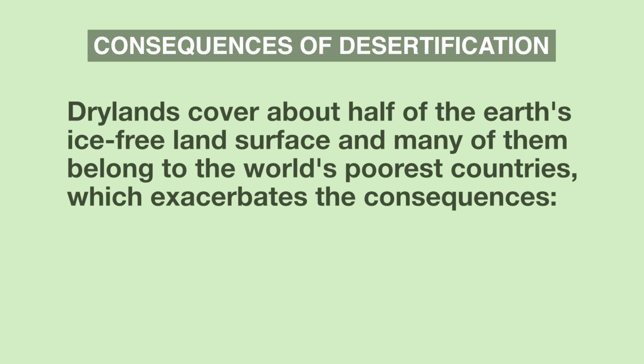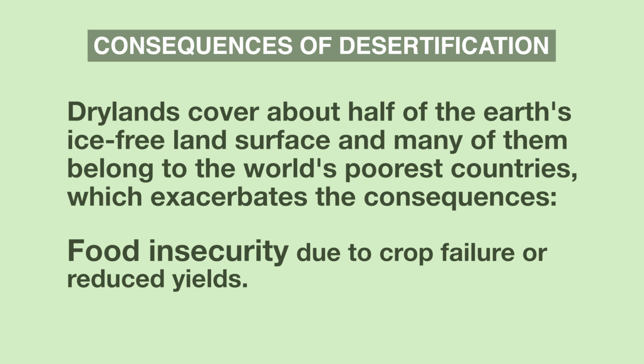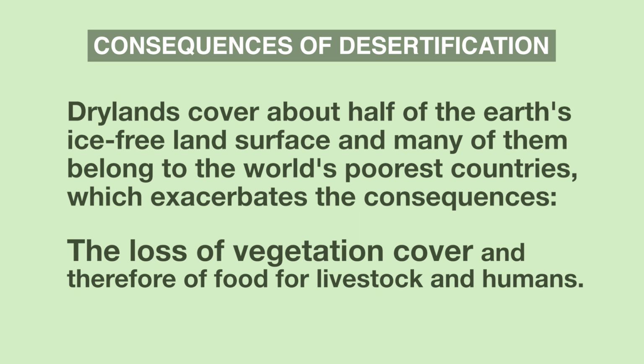So now we will come to the consequences of desertification. Dry lands cover about half of the Earth's ice-free land surface, and many of them belong to the world's poorest countries, which exacerbates the consequences. So the first point is the loss of biodiversity by worsening the living conditions of many species. The second would be food insecurity due to crop failure and reduced yields. The loss of vegetation cover and therefore food for livestock and for human beings.